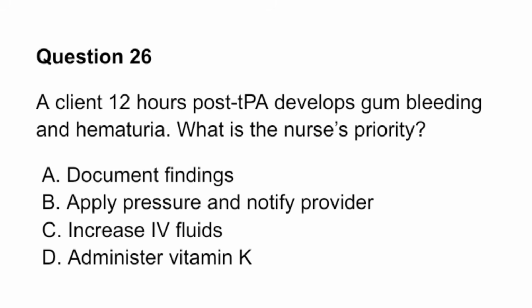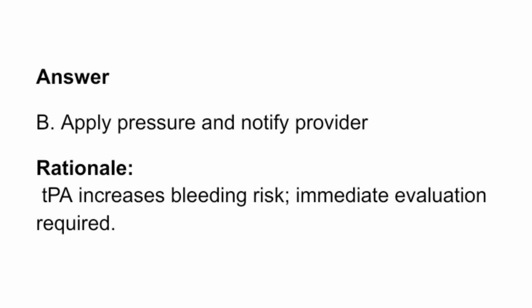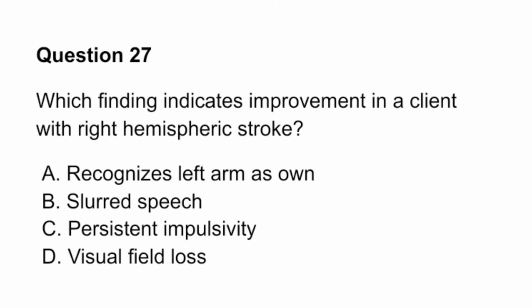Question 26. A client 12 hours post-TPA develops gum bleeding and hematuria. What is the nurse's priority? A. Document findings, B. Apply pressure and notify provider, C. Increase IV fluids, D. Administer vitamin K. Answer: B. Apply pressure and notify provider. Rationale: TPA increases bleeding risk. Immediate evaluation required.